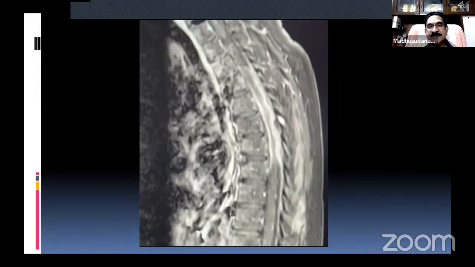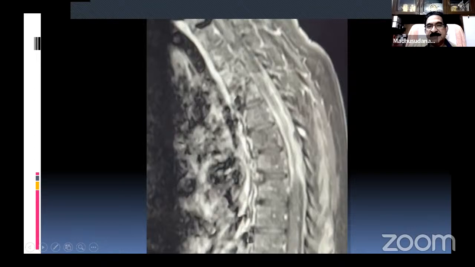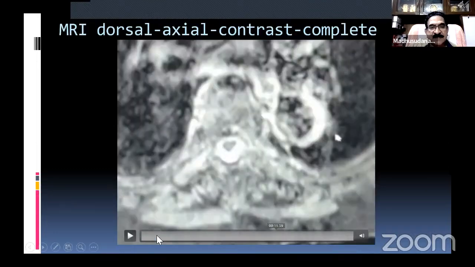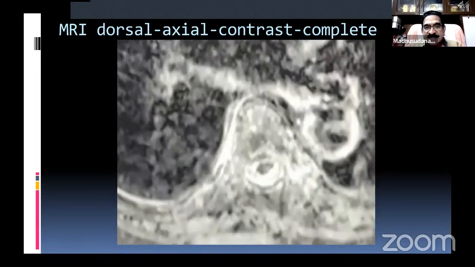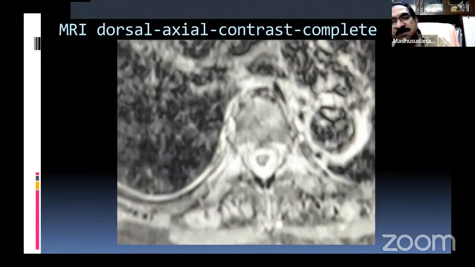And I'll see the type of enhancement. See, it is here, it is thickened, something like a notch, as the cord is compressed in an irregular fashion, both posteriorly and anteriorly. This is another cut showing the thickened, enhancing dura. Look at the axial cut now. See, the cord is all compressed around this enhancing. What you're seeing is enhancing tissue around the cord.